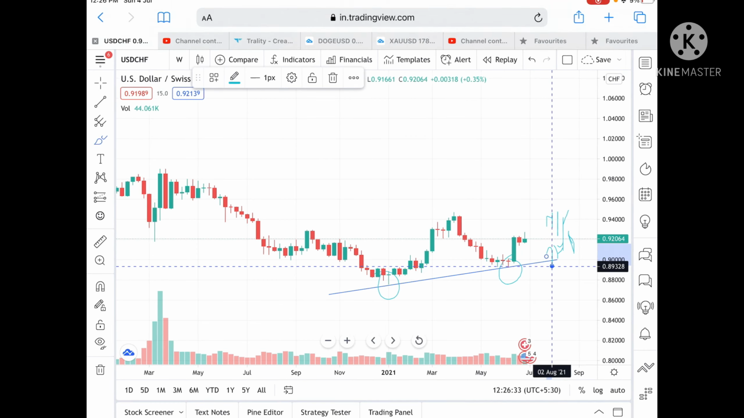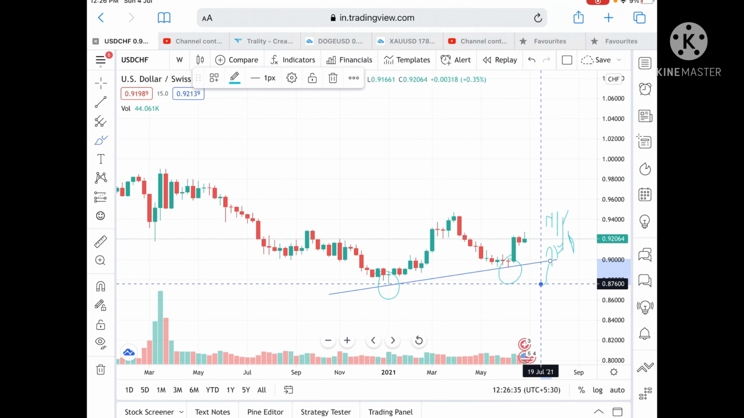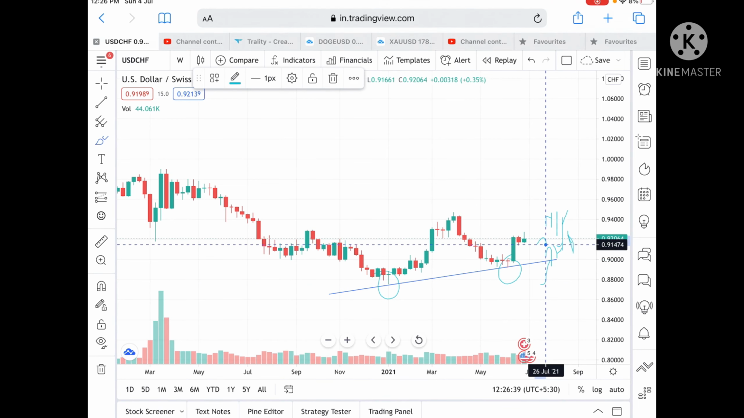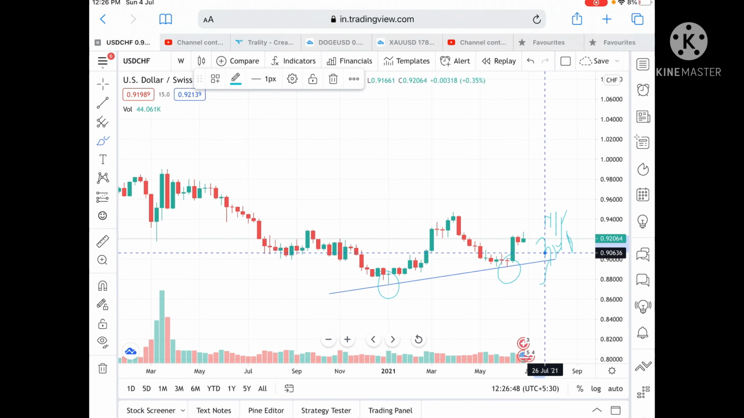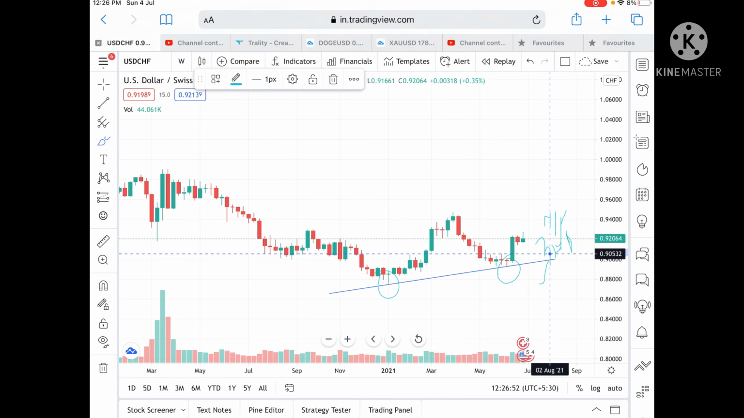So you have to understand that if it stays below a level of 0.91, then chances are high that it can touch a level of 0.947, from there it can touch a level of 0.91003, and from there it can touch a level of 0.90650, and if it goes below that level, then it can touch a level of 0.9300.